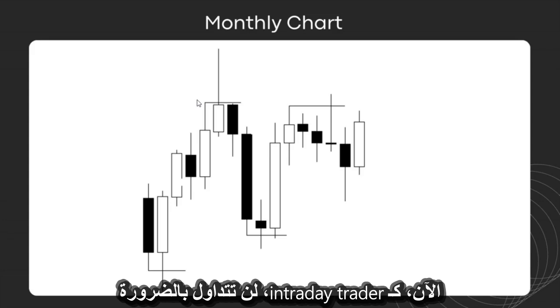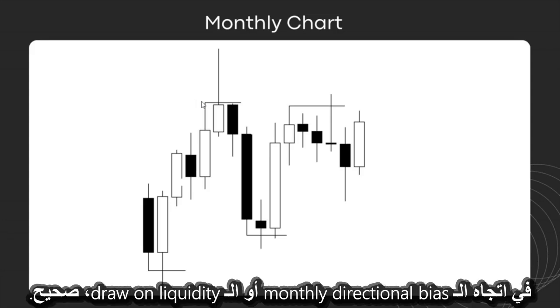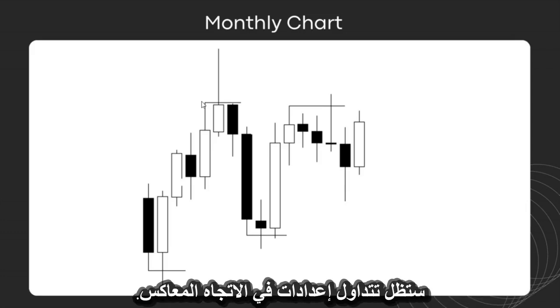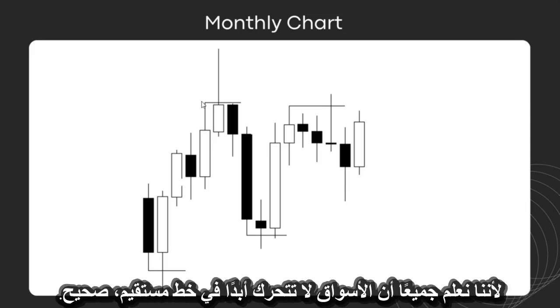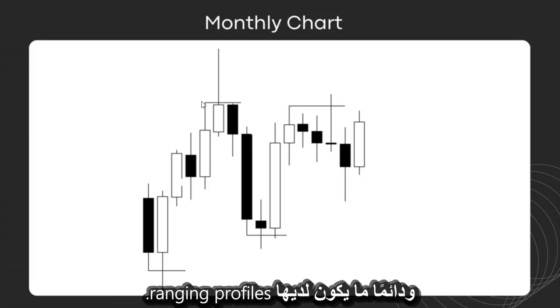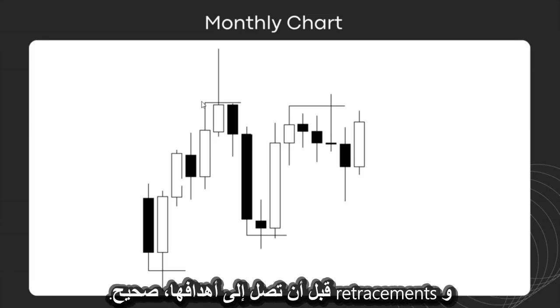Now, as an intraday trader, you're not going to necessarily trade in the direction of the monthly directional bias, right, or drawn liquidity. You're still going to trade setups in the counter direction, because we all know that the markets never move in a straight line, right? And it always has ranging profiles and retracements before it reaches its targets, right?